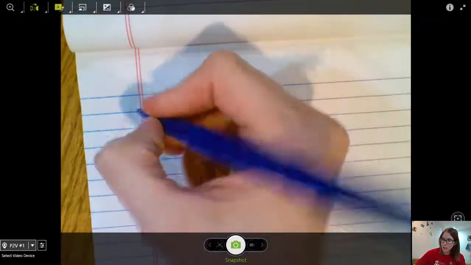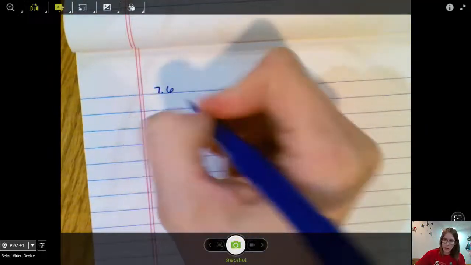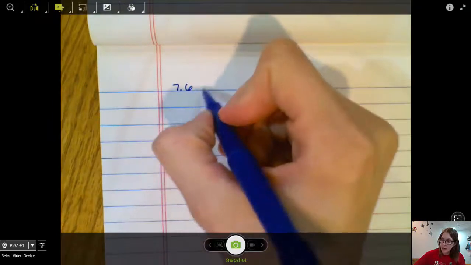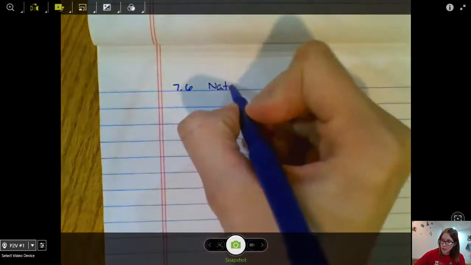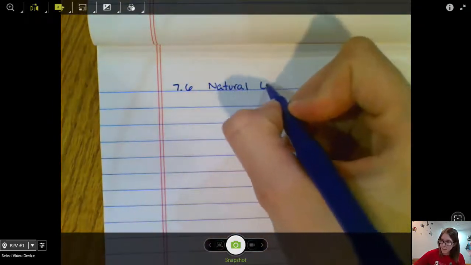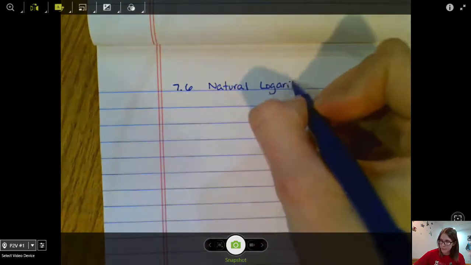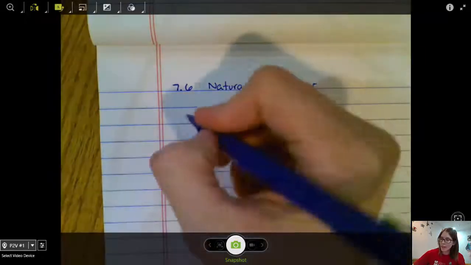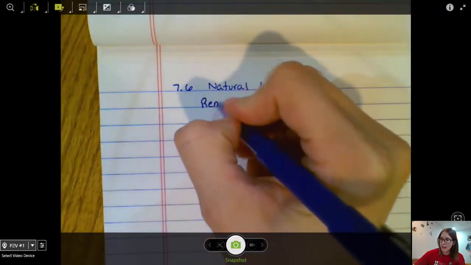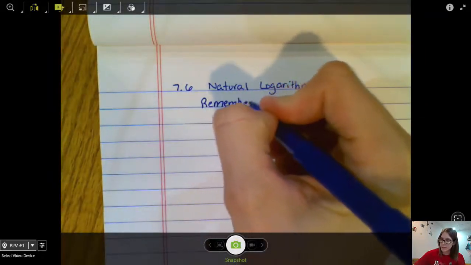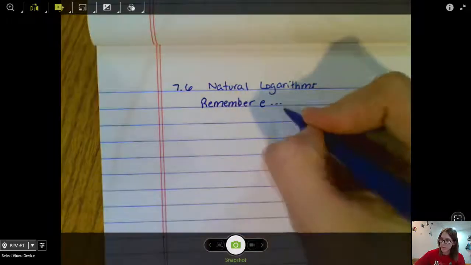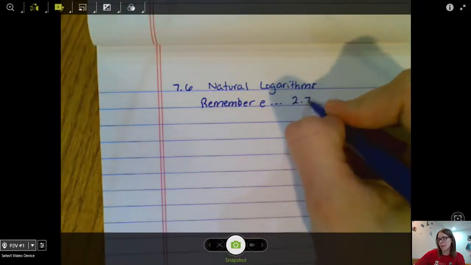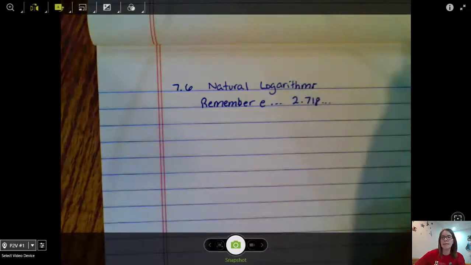In section 7.6, we are really going to be doing a lot of the same things that we did in 7.5 with solving exponential and logarithmic equations, but now we are working with natural logarithms. If you remember back in section 2, we learned about that number e. And we talked about it's about 2.718, and it keeps going. It's an irrational number.